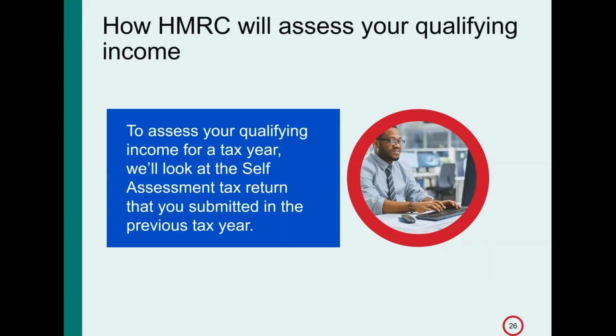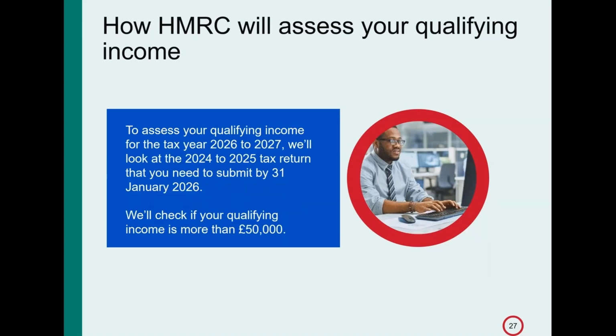For example, to assess your qualifying income for the tax year 2026 to 2027, we'll look at the tax return that you need to submit by the 31st of January 2026. This tax return is for the tax year 2024 to 2025. After you submit your return, we'll check if your qualifying income is more than £50,000. If it is, we'll tell you when you must start using Making Tax Digital for income tax.